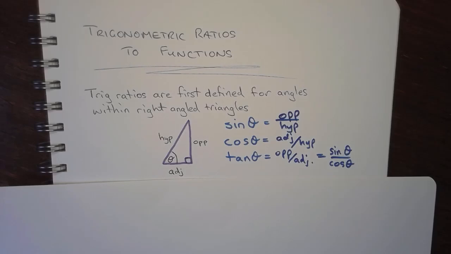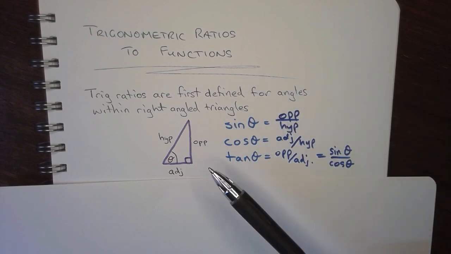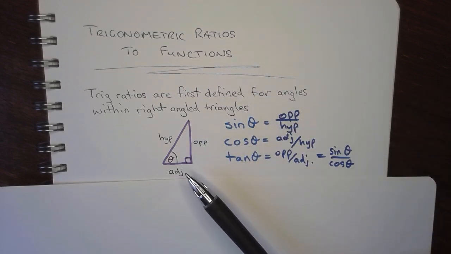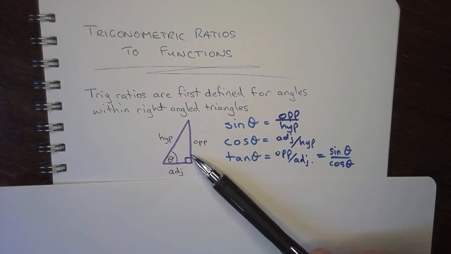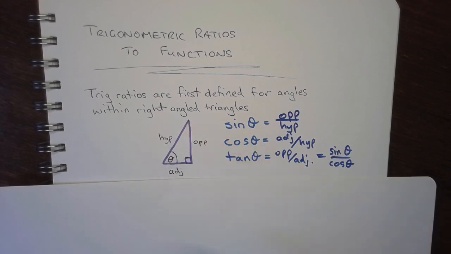When you first learn about trigonometry, you learn about the trigonometric ratios. And the trigonometric ratios are these ratios defined for angles within right-angled triangles. So here I've got a little right-angled triangle, and that little angle there I'm going to call theta, Greek letter theta. And I've just defined some side lengths. So we've got the adjacent side length, the opposite side length, and the hypotenuse side length.